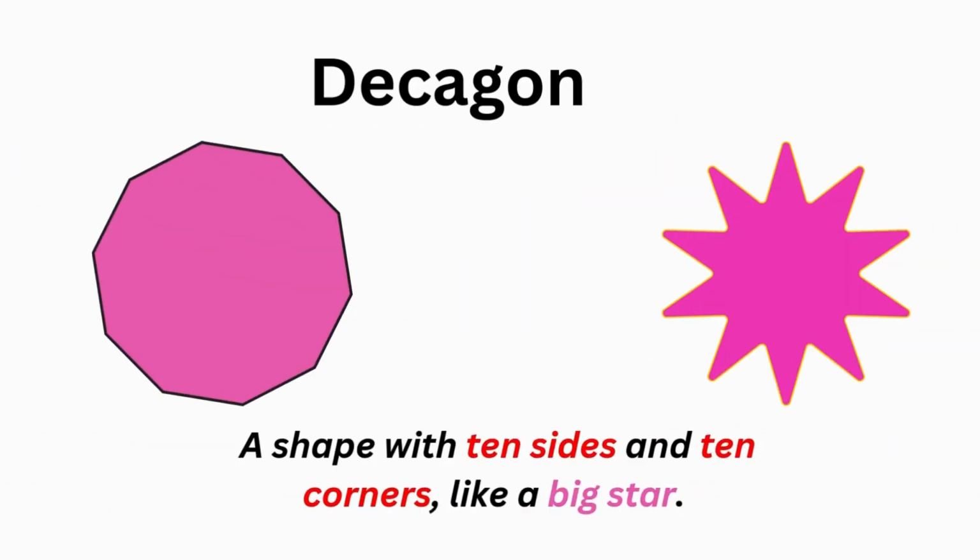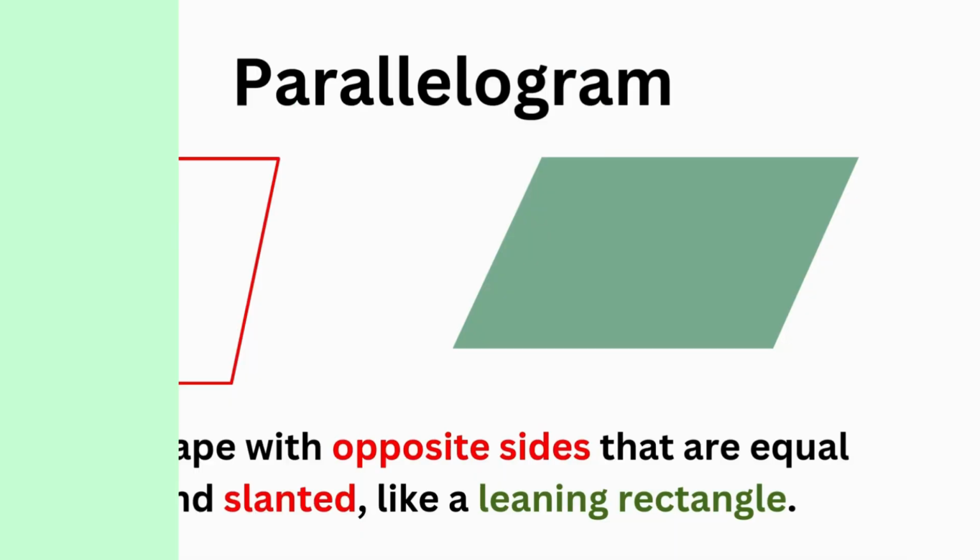Decagon. A shape with 10 sides and 10 corners, like a big star. Parallelogram. A shape with opposite sides that are equal and slanted, like a leaning rectangle.